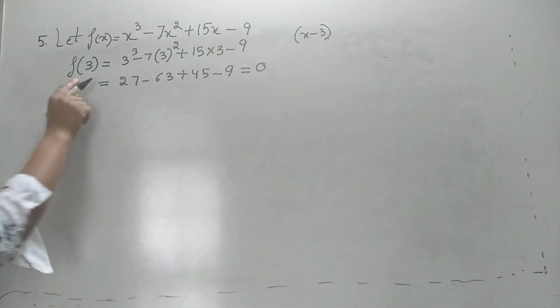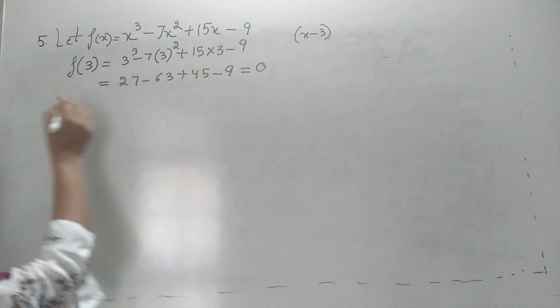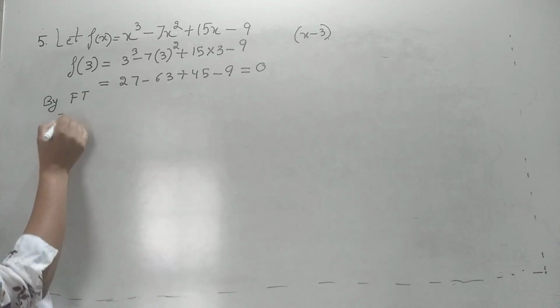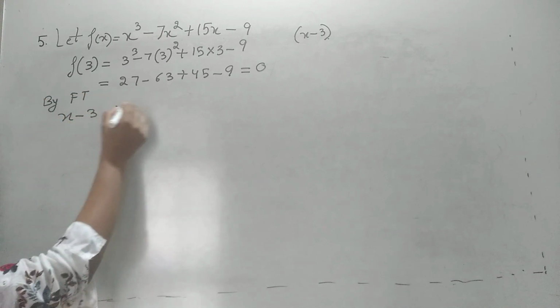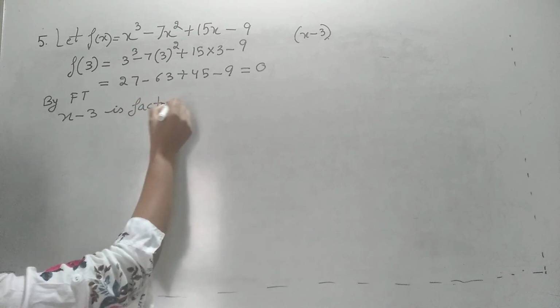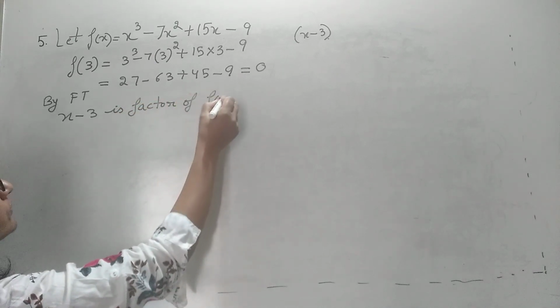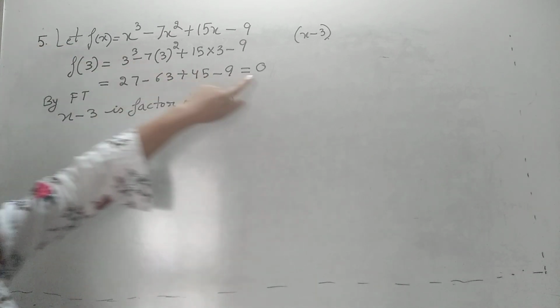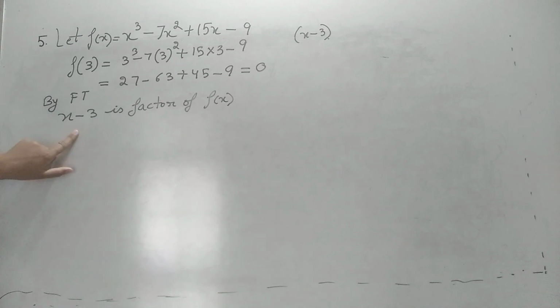0. If f(alpha) comes out to be 0, then by factor theorem x minus alpha, which means x minus 3, is a factor of f(x). So this is the first part of the question, to show that x minus 3 is a factor of f(x). Find out f(3). If it comes out to be 0, then x minus 3 is a factor of f(x).